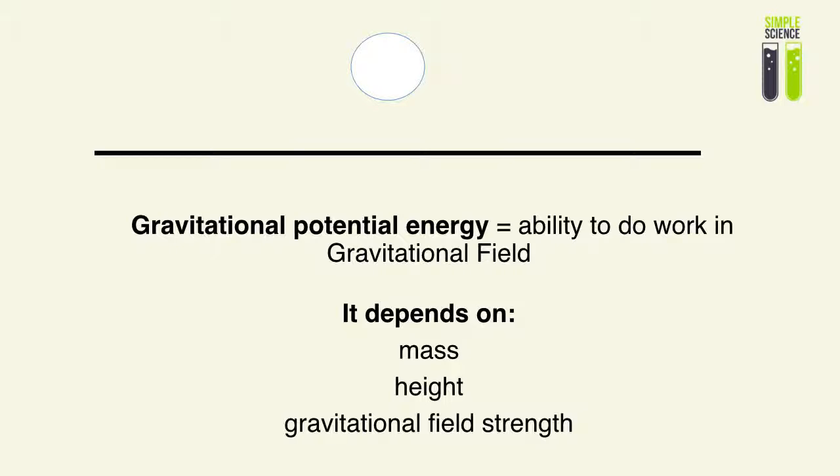You have that great amount of height that you can exploit, through which you can transform this energy to other forms of energy. And gravitational field strength. So the stronger this object is able to be in this gravitational field, in the sense that it can be pulled down stronger, and that can give us a greater amount of energy.